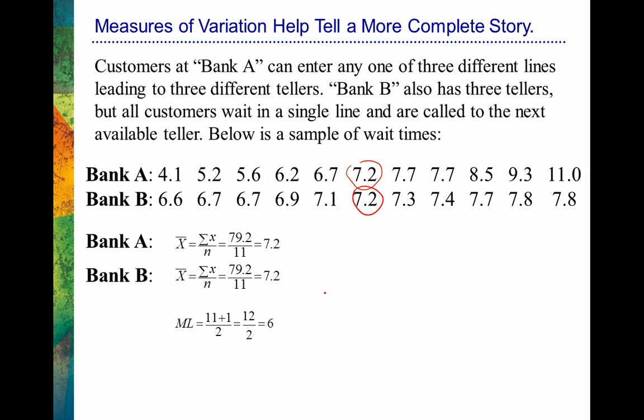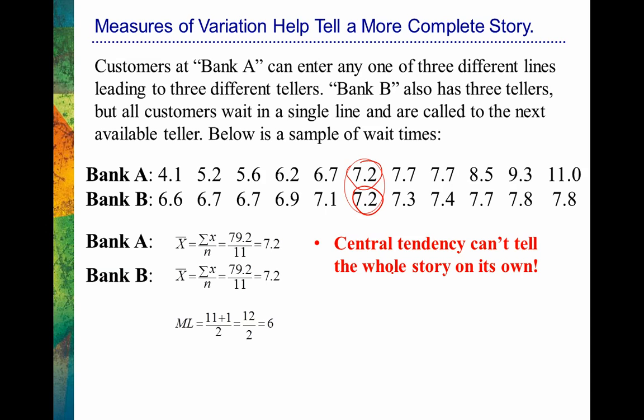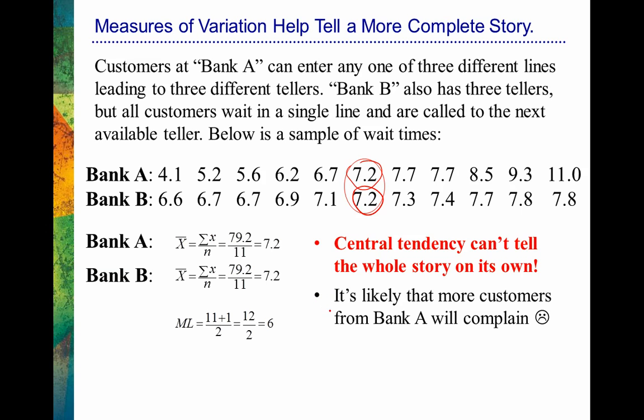There are no differences between these two banks in terms of the methods they're using to bring their customers to their employees. But again, when I look at that data, it looks to me like it tells a different story. And that's what we're learning here: central tendency can't tell the whole story on its own. With these two different sets of data, we have the same medians and the same means, and clearly there's something else going on. If you look closely, you'd probably agree that it's likely that more customers from Bank A will complain.